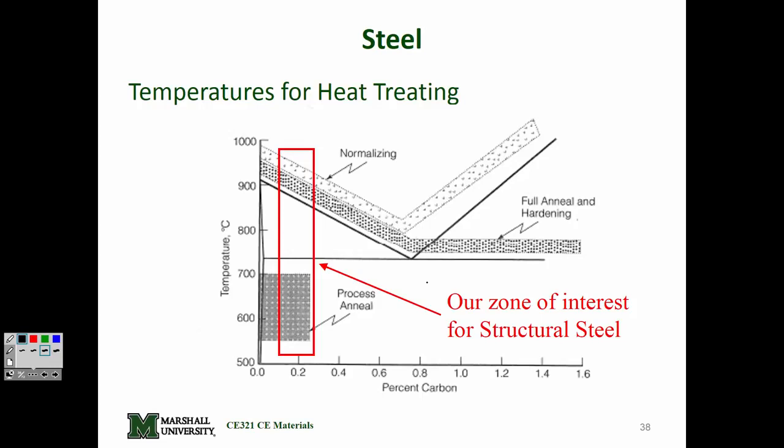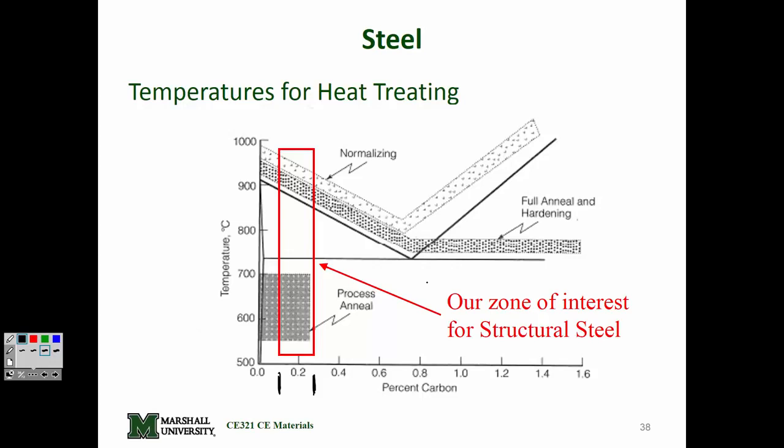Let's skip right past that. That's actually the zone that we are interested in from a standpoint of structural steel. That's from about 0.15 to about 0.27. So when we're looking at structural steel, its behaviors versus temperature are inside that red box.